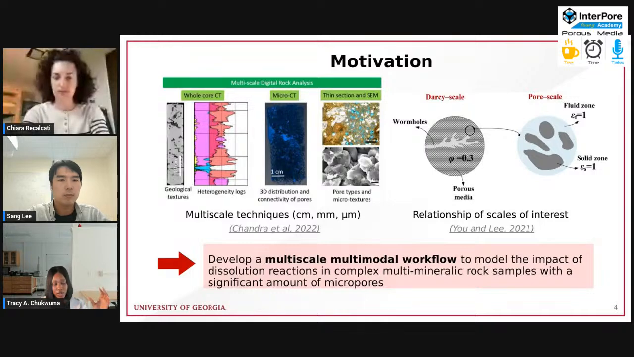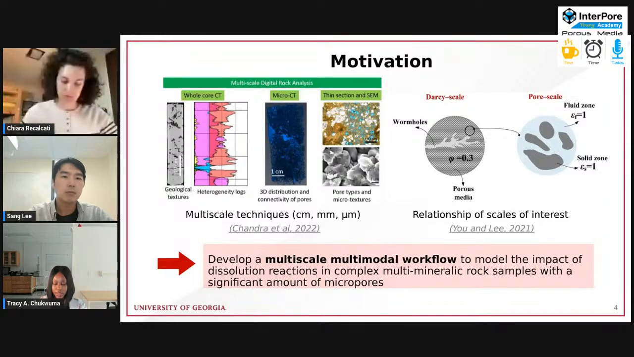For us, we start with core flooding experiments at the centimeter to millimeter scale, then X-ray micro-CT imaging at the millimeter to about micrometer scale. And then you can also do analysis with SEM on thin sections at the micron to nanometer scale as well. So it's a multi-scale workflow. You're using multiple techniques, so it's multimodal, and we're trying to model the impact of dissolution reactions in these multi-mineralic rocks like sandstones, which are a bit more complex.